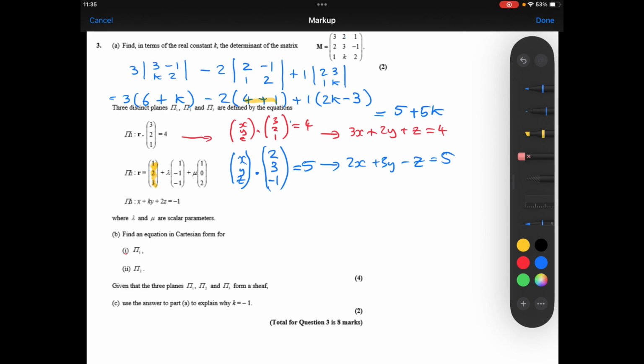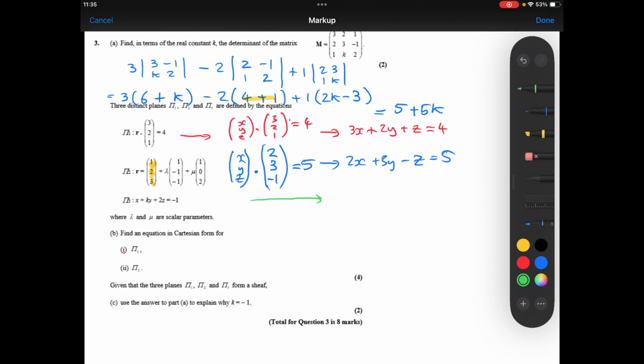For the third plane, like I say, we didn't have to work it out because we were already told what it was. But I am just going to copy that down underneath. And you'll see why in a moment.